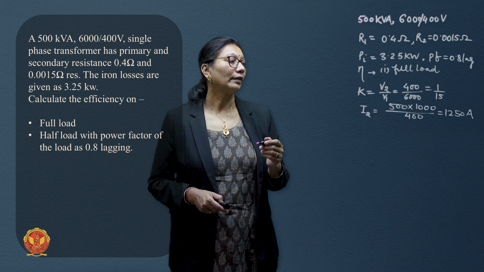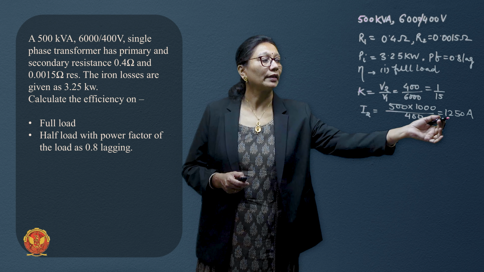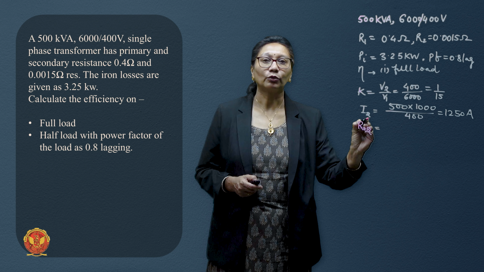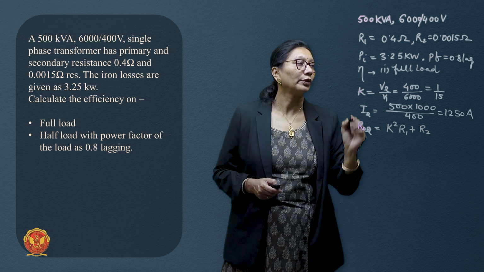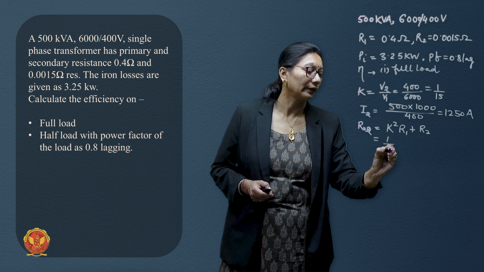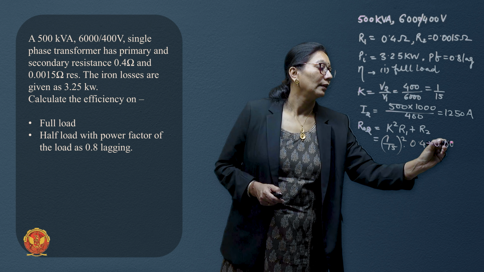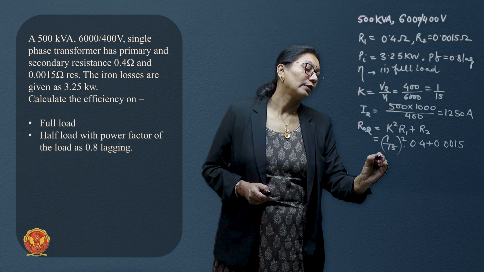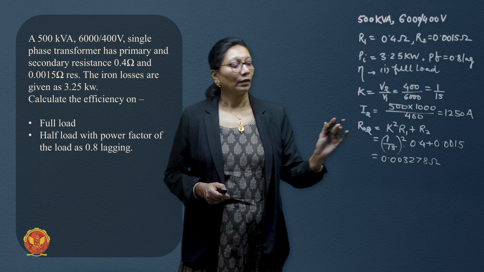Now we have to find the secondary side referred resistance. Why? Because to calculate copper losses, resistance is necessary. Since we have calculated the secondary side current, we will find the resistance referred to the secondary side. That is R, it could be taken as K square R1 plus R2. Here R2 is 0.0015, R1 is 0.4. K we have taken as 1 by 15, which we already calculated. So this will give you R1 plus R2, the secondary side referred resistance, which comes out, after calculation, to 0.003278 ohms. Now we have two parameters for efficiency.